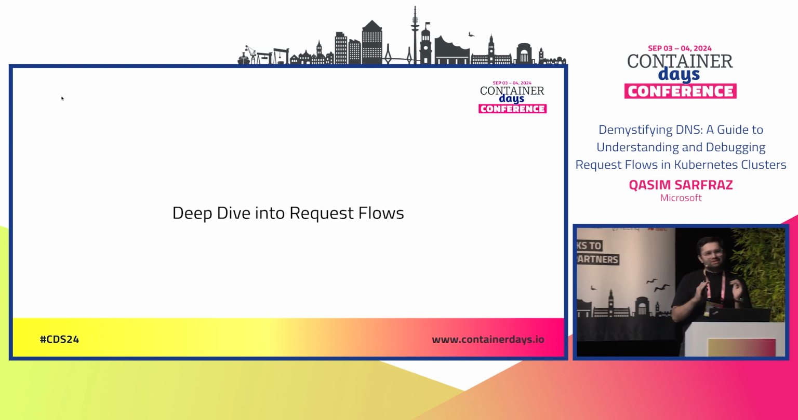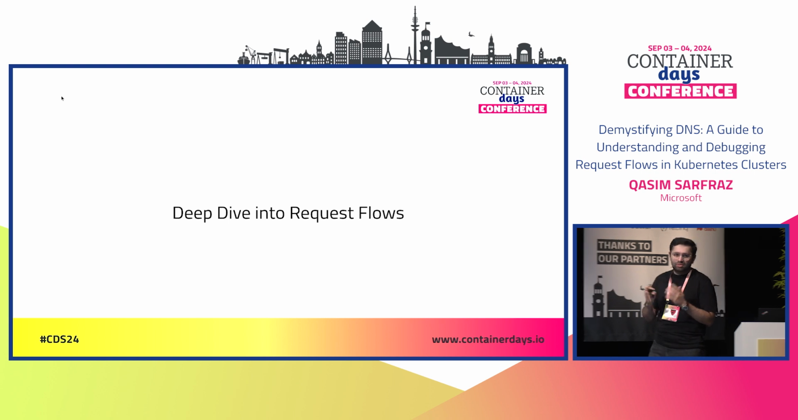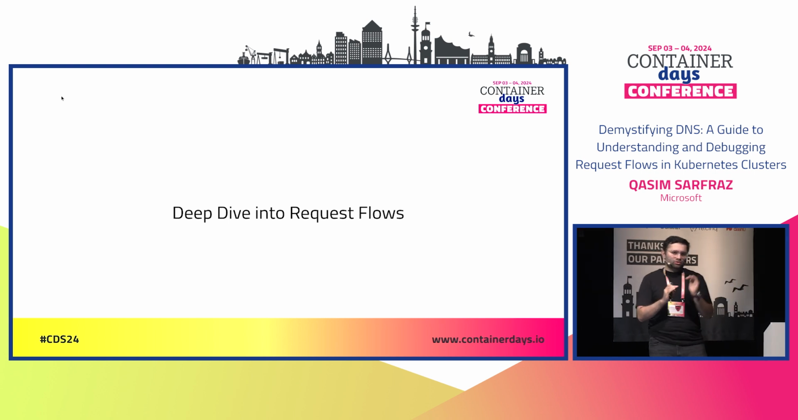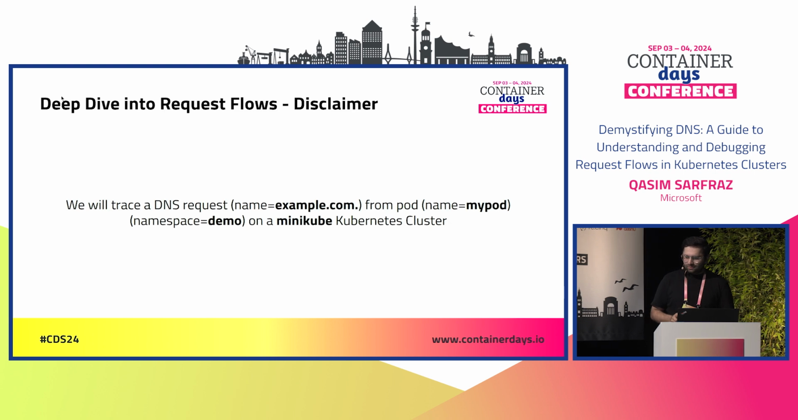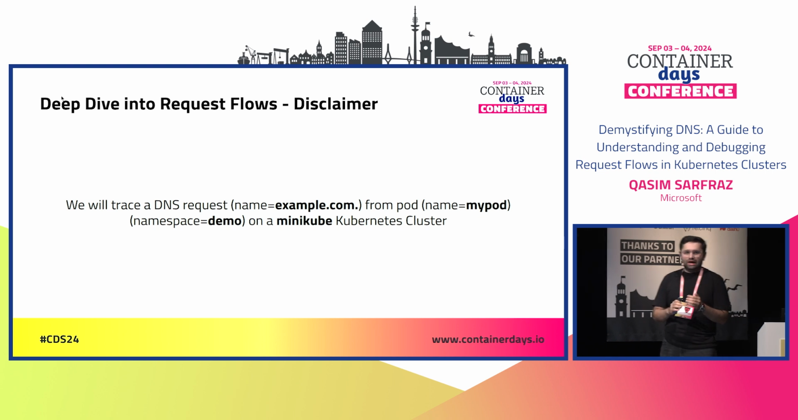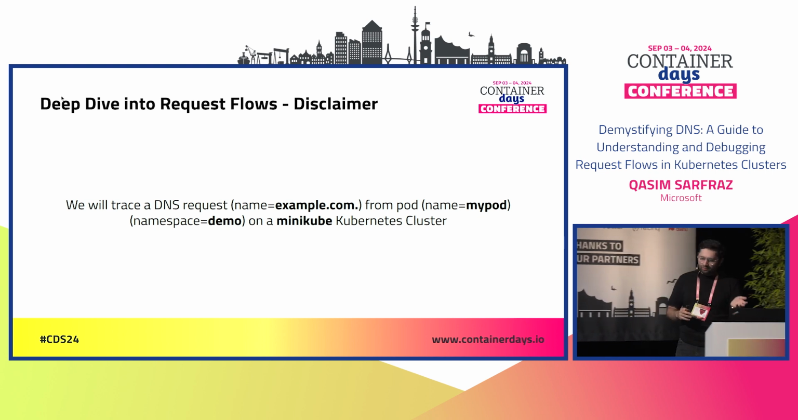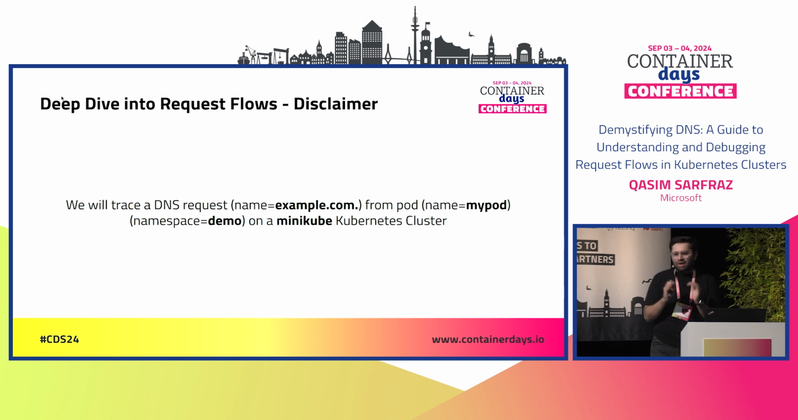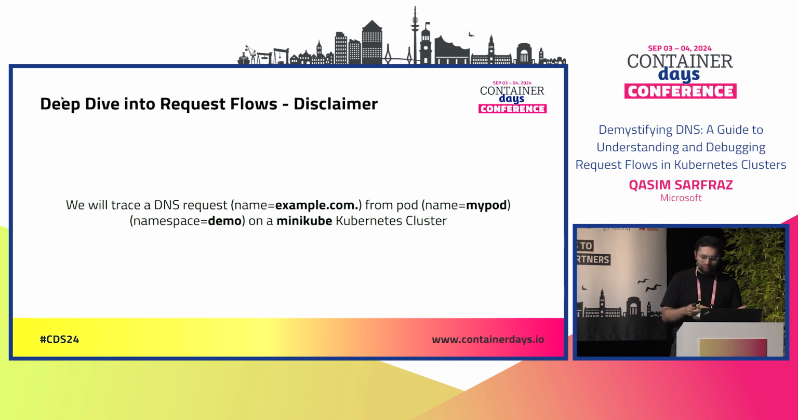So now that we have a slight idea how DNS request flows work, let's try to deep dive into them using different tools I like. Just a disclaimer, whenever in this presentation I talk about tracing a DNS request, it'll be for example.com from a pod named mypod running in a demo namespace on a Minikube cluster.